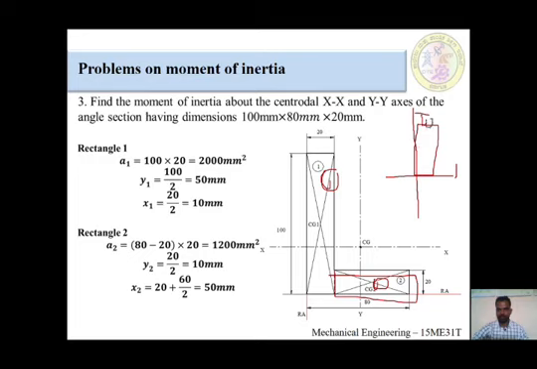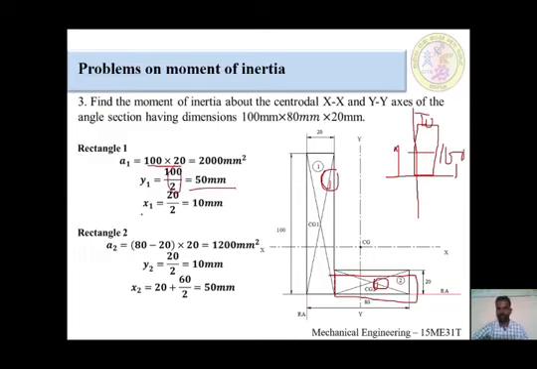This is 20 millimeter, and from here to here it is 100 millimeter. How to find the area? This is 20, this is 100. The area is 100 into 20 is equal to 2000 millimeter square. After that, how to find y1? Which reference do we take? Horizontal reference, go vertical. Half of the component is 100 divided by 2, which is 50 millimeter.